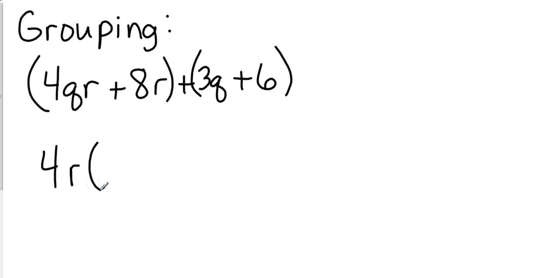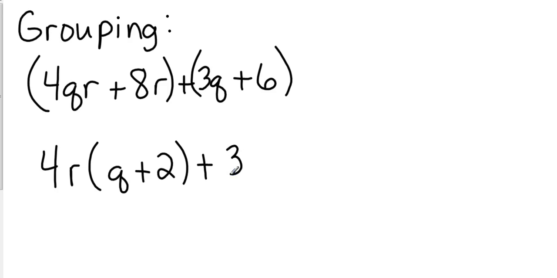So now I set my parentheses. 4r times what is 4qr? That's where my q comes in. And 4r times what is 8r? That's q plus 2. All right, and then I bring down my plus sign. Now, what's the common factor between 3 and 6? That's going to be 3.